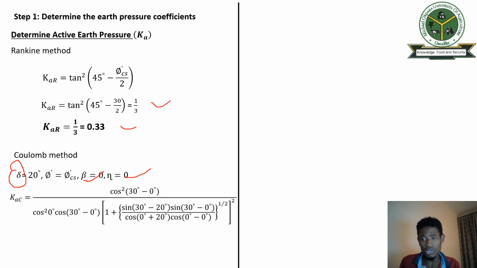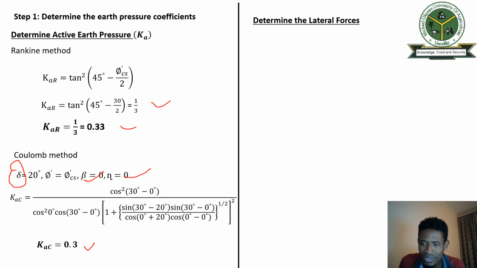so if you plug this into this equation, which I already gave you in your notes in class, you could check up in the textbook, you could see this value, this equation. When you plug it into this equation, you will get this value, 0.3. Now this is the value for the earth pressure coefficient using Coulomb's method.